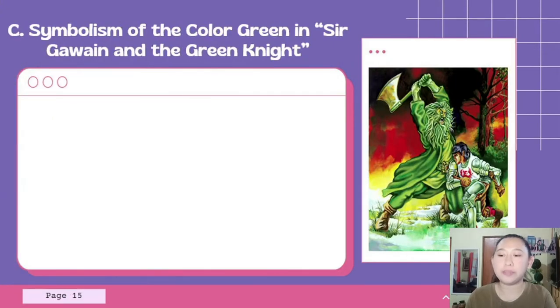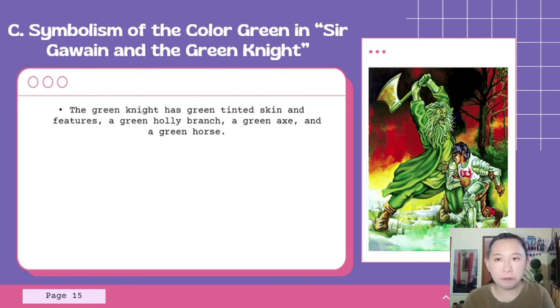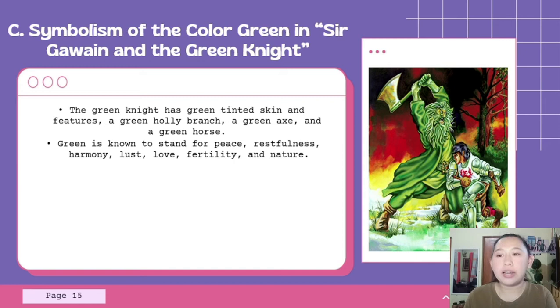Our third point is the symbolism of the color green in Sir Gawain and the Green Knight. In Sir Gawain and the Green Knight, the knight who we later find out is Bertilac takes a liking to the color green. He could have chosen red for strength and power or purple for royalty and wealth, but instead he chose green. So the Green Knight has tinted green skin, a green holly branch, a green axe, and a green horse. Green is known to stand for peace, restfulness, harmony, lust, love, fertility, and nature.